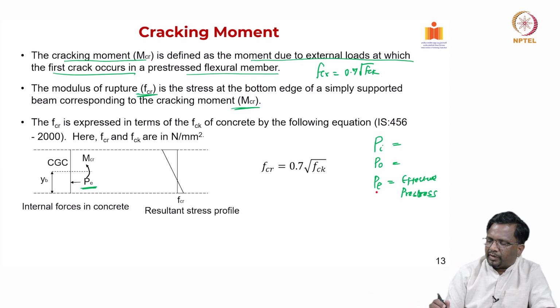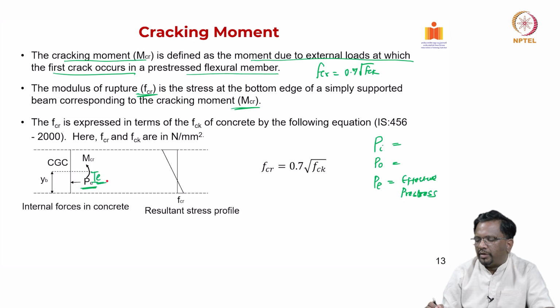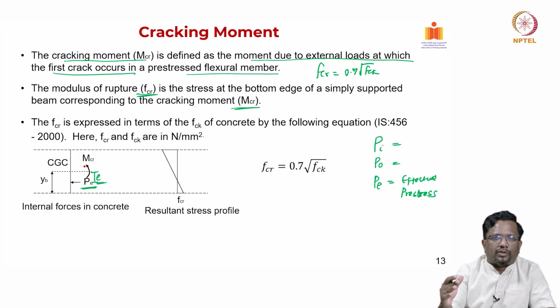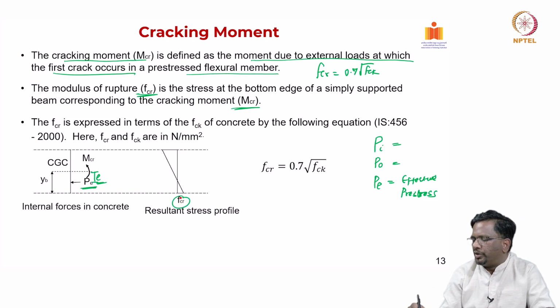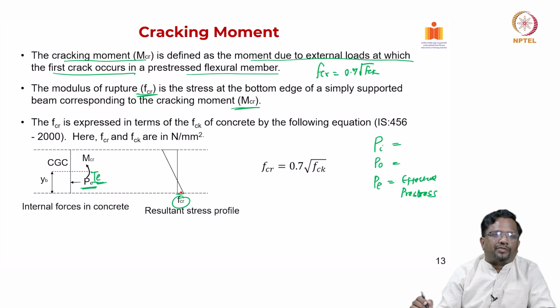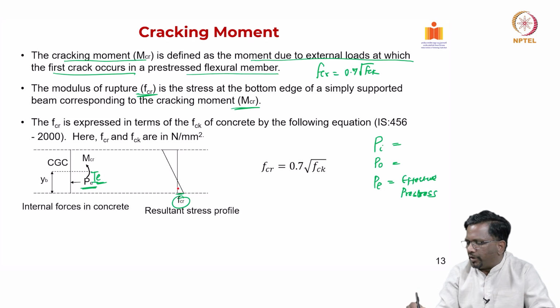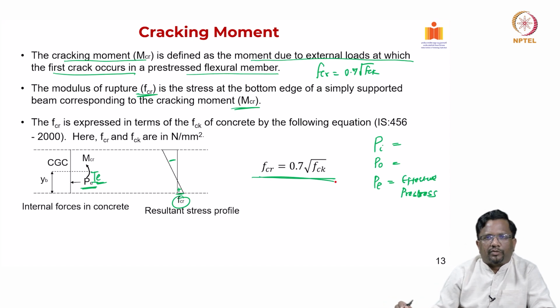So, if you have Pe acting, the distance at which P is going to act is nothing but the eccentricity of your cable, and this section is also subjected to the cracking moment. That is what we are trying to calculate, so that the net effect will produce a stress at the bottom of fcr, which is tension. So, this is plus and this is minus, and the fcr value from the code we know is 0.7 square root of fck.